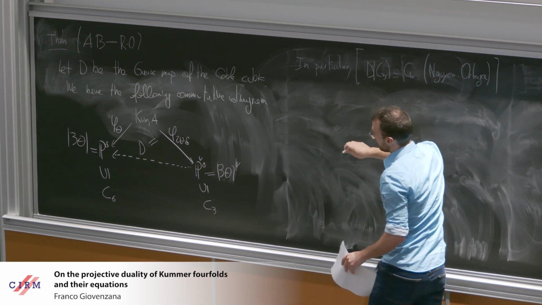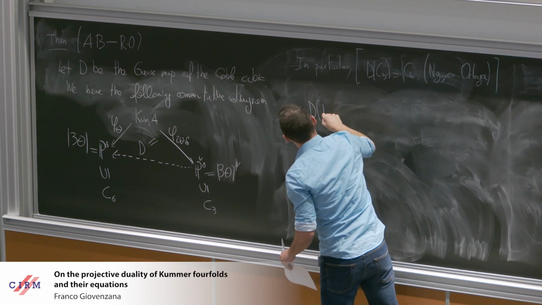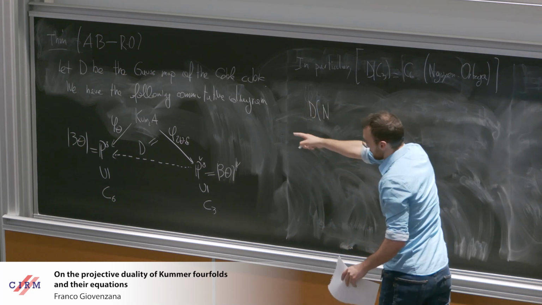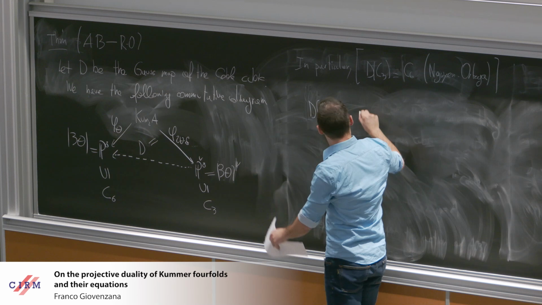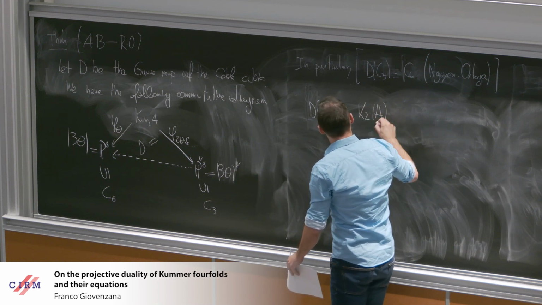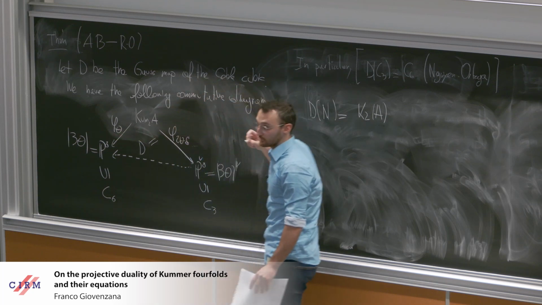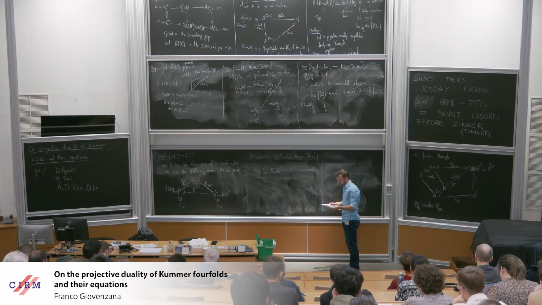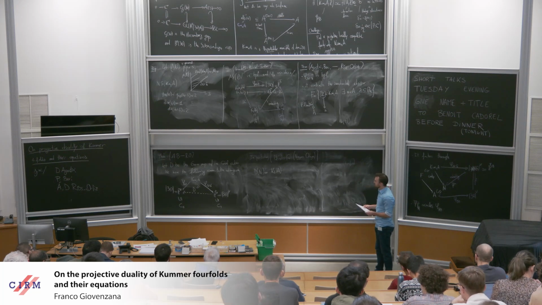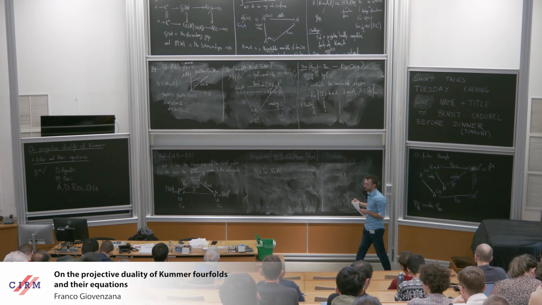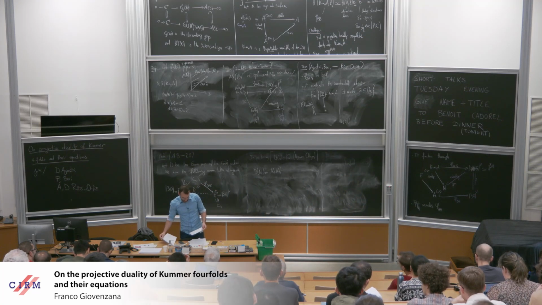In particular, we show that D of n, which is the image along this map here, is equal to K2A, which is the image of the other embedding given by Manivel, Tanturri, and Benedetti. Okay? So this was our theorem. And so maybe now I have some time to explain some details about the proof.